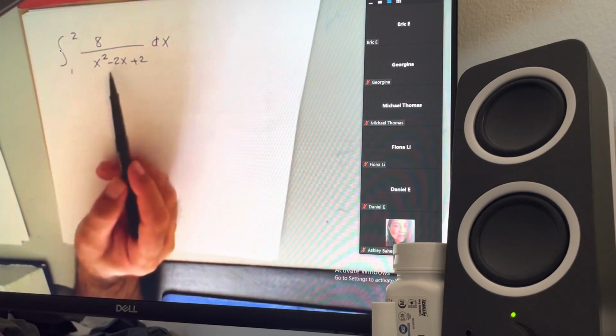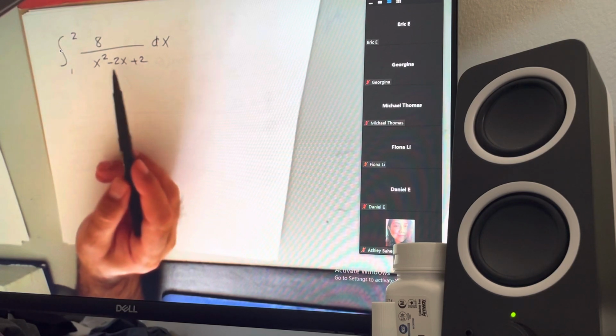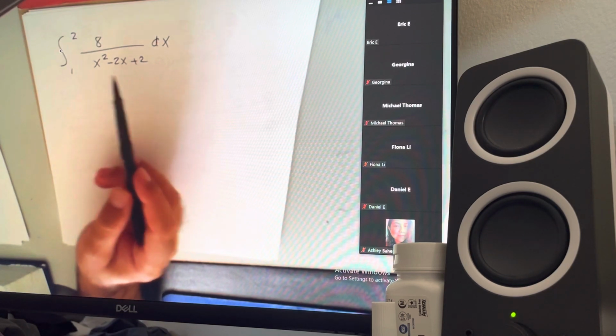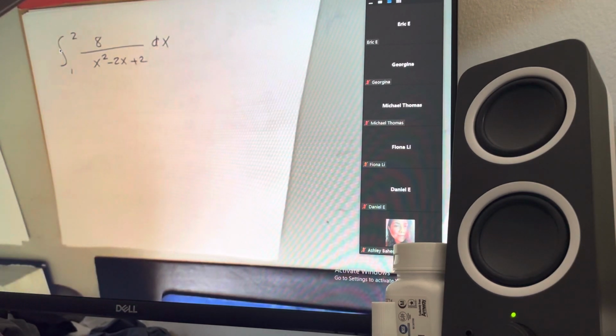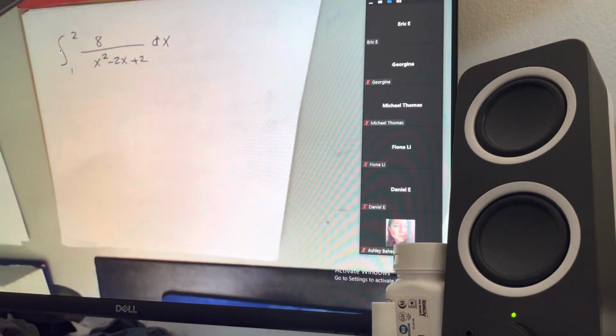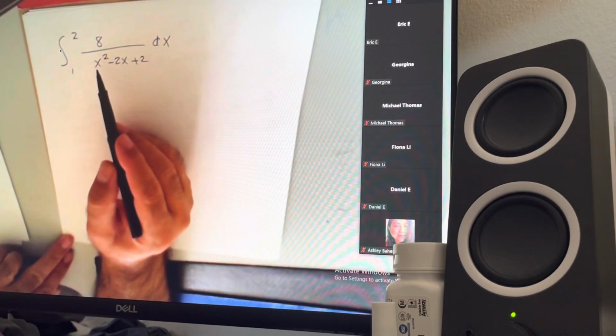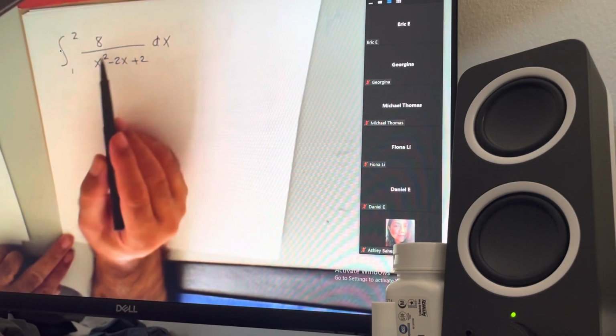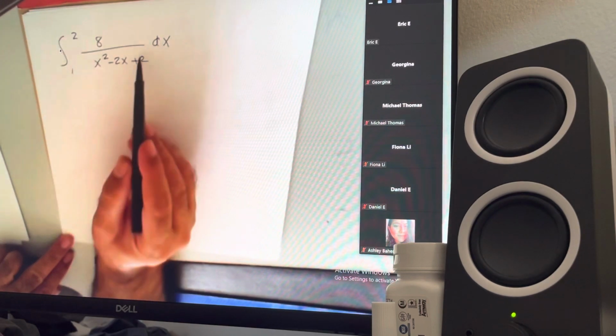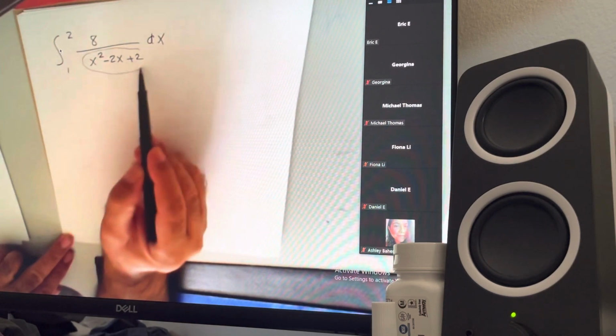Okay, if this was a perfect square, it would have been perfect because we could have used inverse sine or u substitution or any other method. But this is not a perfect square. So we have to make it a perfect square. Once we have a perfect square, then we can use any of the formulas in there. So in order to do that, the numerator is okay. We can pull this outside.